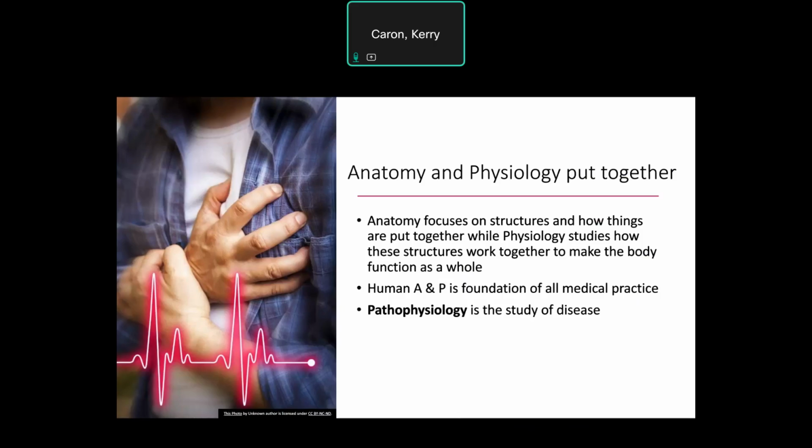And the body has a small window that makes things compatible for life. And it is constantly readjusting itself to maintain homeostasis. Human anatomy and physiology, or your structure and function class, is the foundation of all medical practice. So all students in the study of any healthcare profession really need to understand human anatomy and physiology. And pathos, meaning disease, is the study of disease or the study of the function of disease.